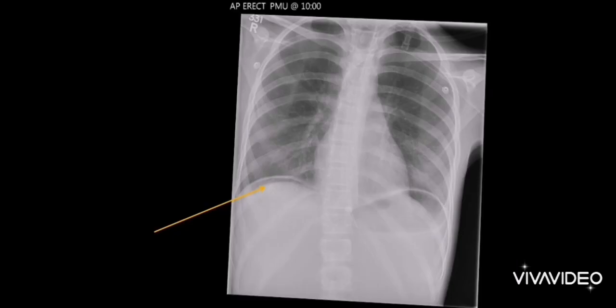So the arrow is pointing to the area that we're talking about. So you've got the white of your liver shadow. Then you've got this sort of track, and then there's another white thin line above it. So that thin white line is the diaphragm, and then the track in between is some air under the diaphragm, above the liver. Again, another abnormal finding.